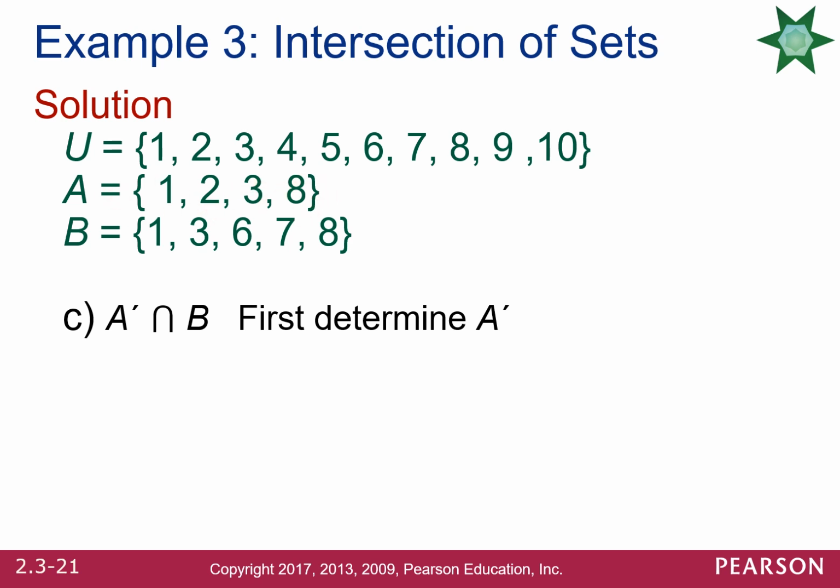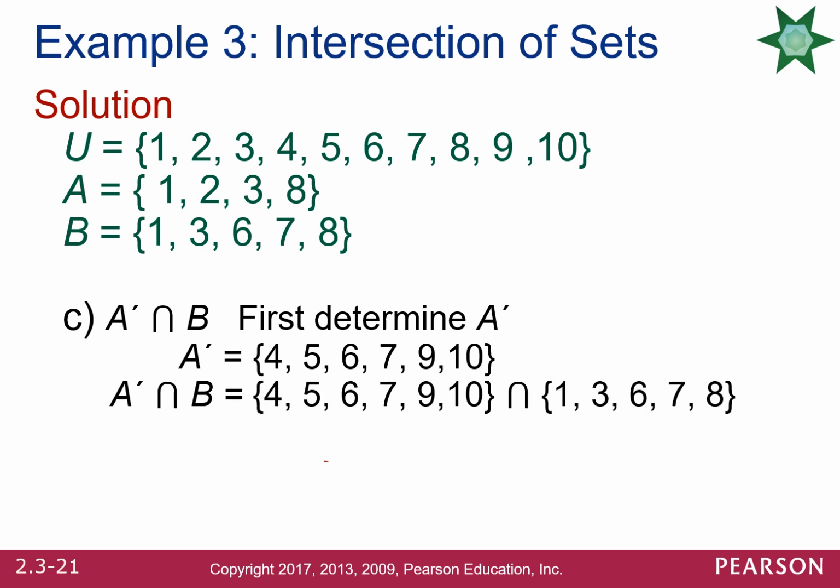And when we do that, all right, we come up with the elements in A complement. Those would be 4, 5, 6, 7, 9, and 10. All right, we list everything except 1, 2, 3, and 8. All right, so once we have A complement, we will list the elements of set B and find the common elements and list them. All right. So A complement intersection B would be 4, 5, 6, 7, 9, 10.